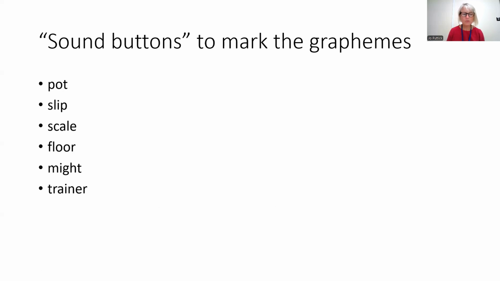Sometimes we encourage children to mark sound buttons onto words so that they can see more clearly where those phonemes are. For example, in this word here, we have p, o. Let's try again. So in the next word, we have s, l, i, slip.